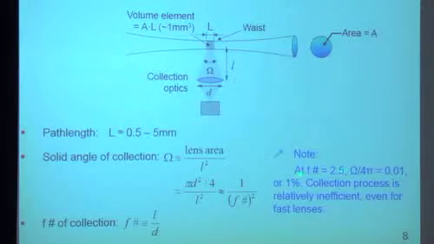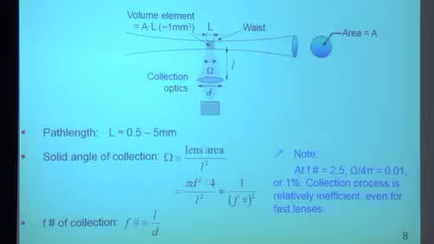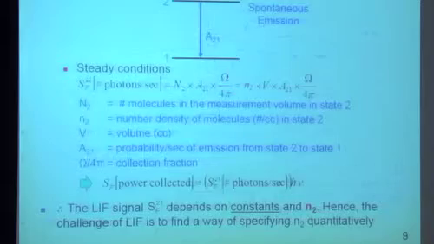If you had an F number of 2.5 lens, which is a reasonable lens, you're going to collect approximately 1% of the light. So pretty fast, if your F number gets big, you're not collecting very much of the light available. Okay, so that's a consideration.